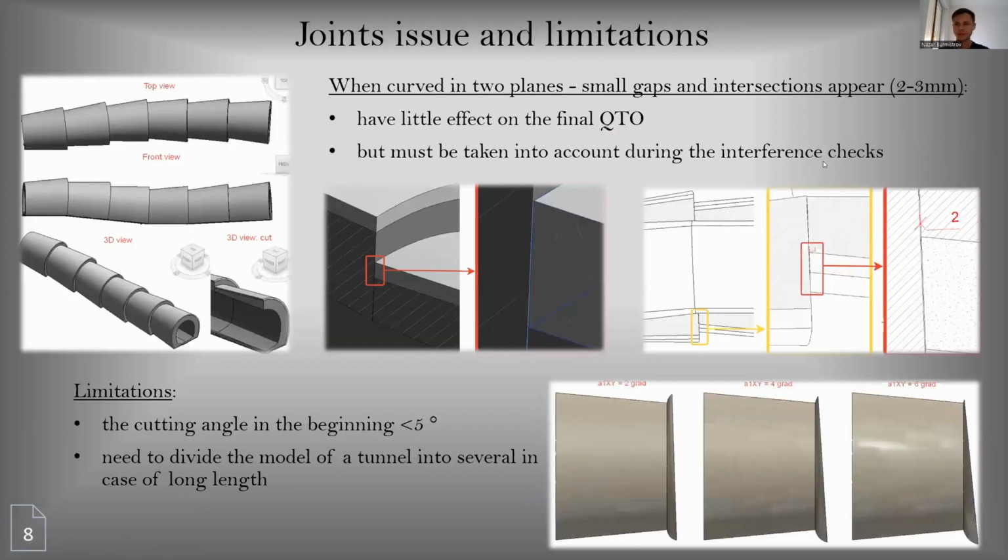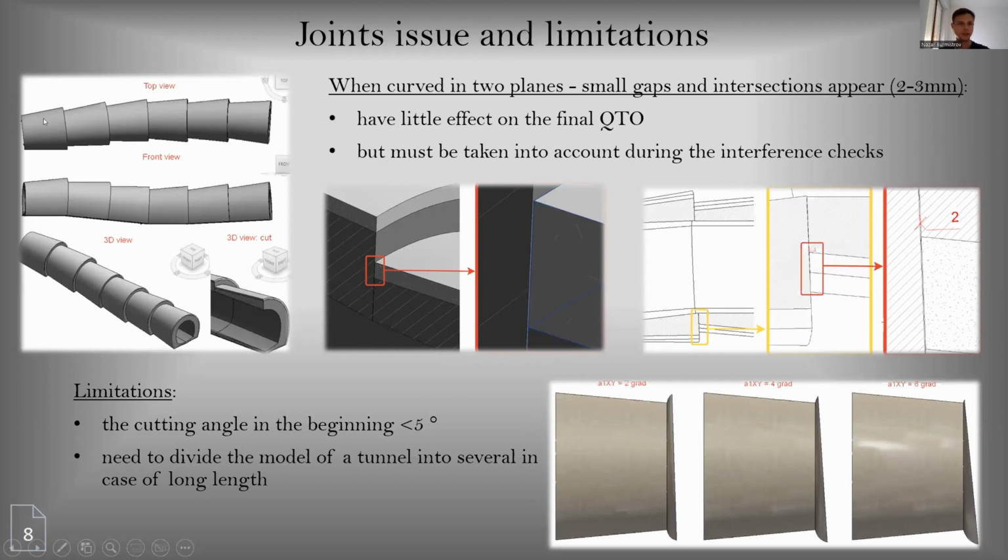Regarding the limitations and joint issue, even though the families could have inclined joints, these formulas in geometry didn't work really well in case the tunnel was bending in both planes, not only in horizontal or vertical, but in both. But taking into account that radii of the elements are usually high, it would be hard to consider. It would have low influence on QTO.